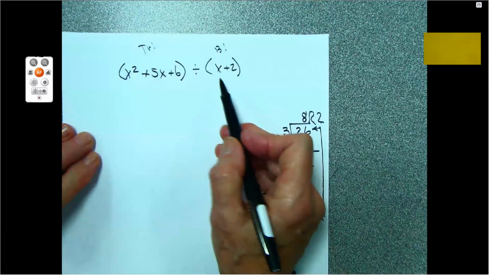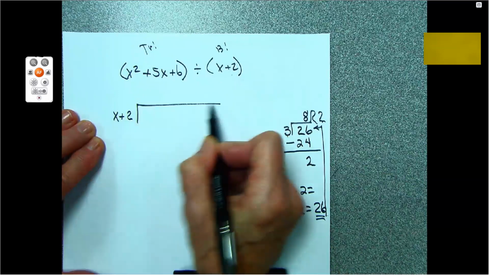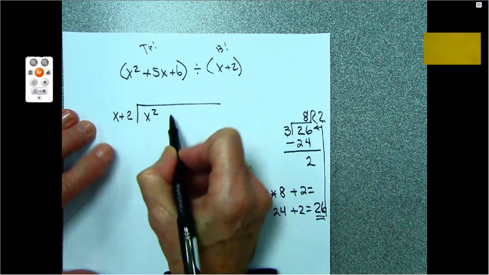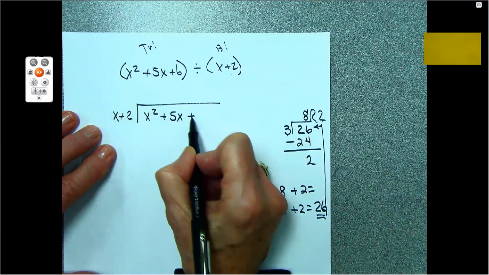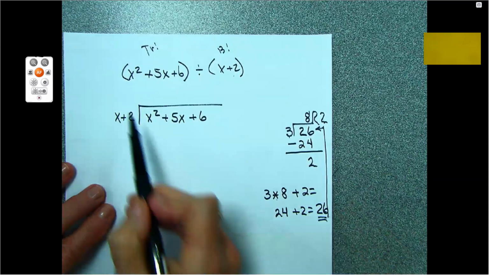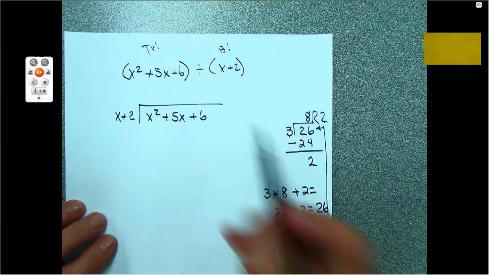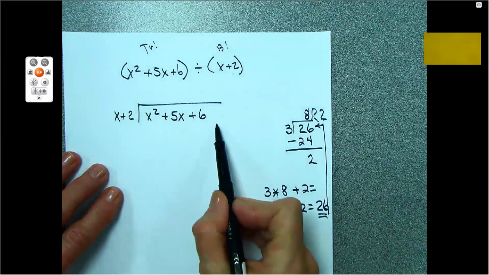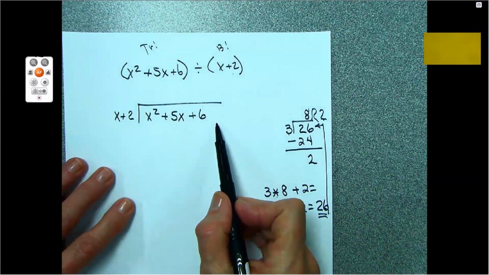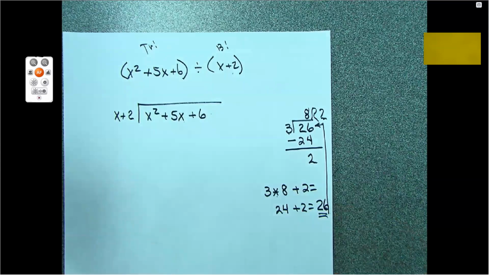All right, so here our divisor is x plus 2. We're going to divide it into x squared plus 5x plus 6. So again, divisor, dividend, and quotient is your answer when we divide. Just scan to make sure all placeholders are represented, that we don't have any missing terms. X squared, x to the first, x to the 0. So we're good.